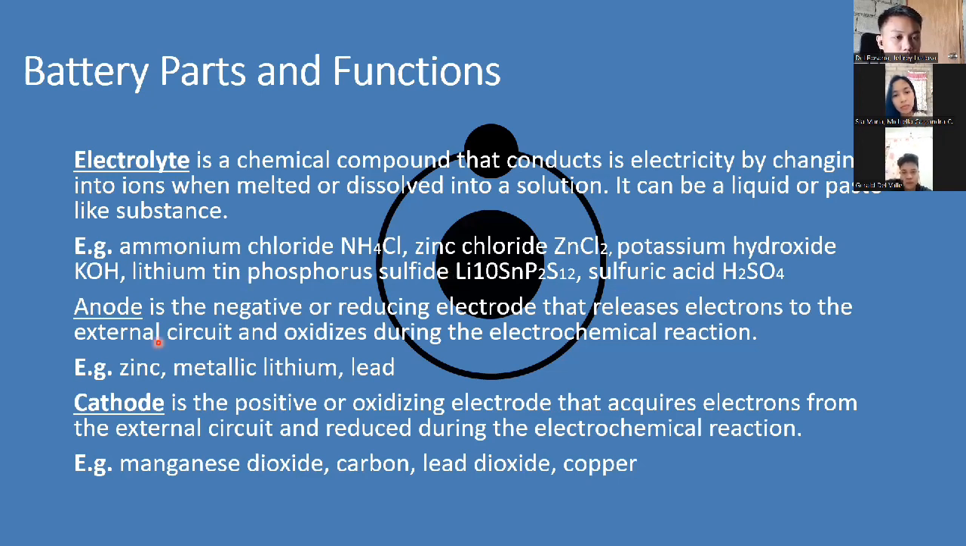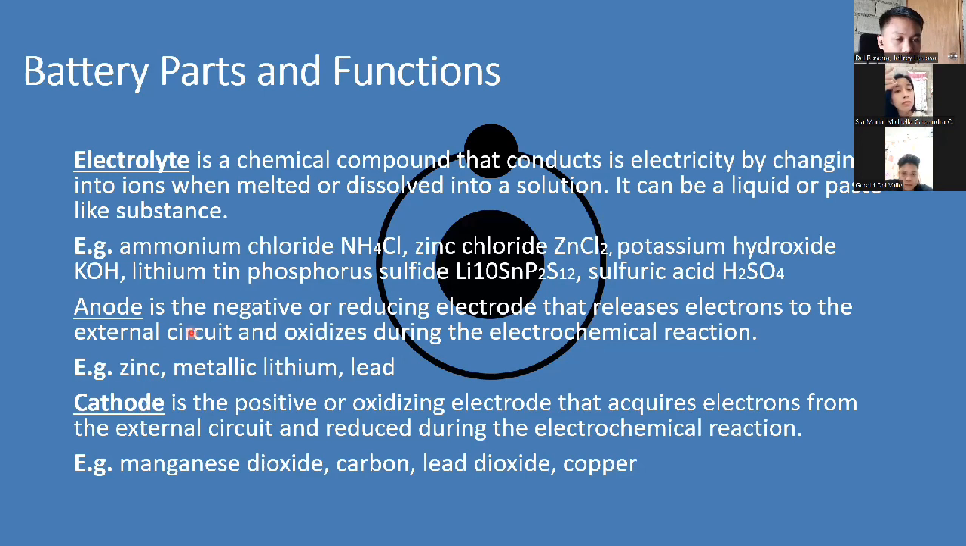The next one is the anode. It is the negative or producing electrode that releases electrons to the external circuit and oxidizes during the electrochemical reactions. For example, zinc, metallic lithium, lead, etc.